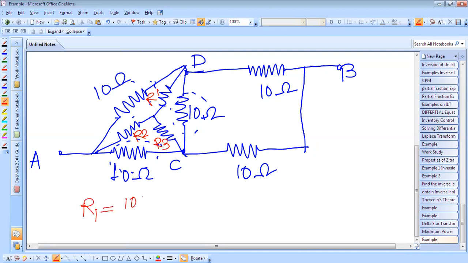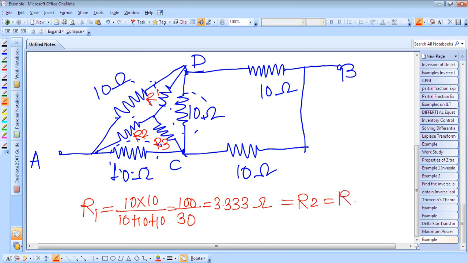R1 is nothing but 10 into 10 divided by 10 plus 10 plus 10, 100 by 30. So it is coming 3.333 ohm. So all this resistance will be same. R1 is equal to R2 is equal to R3.